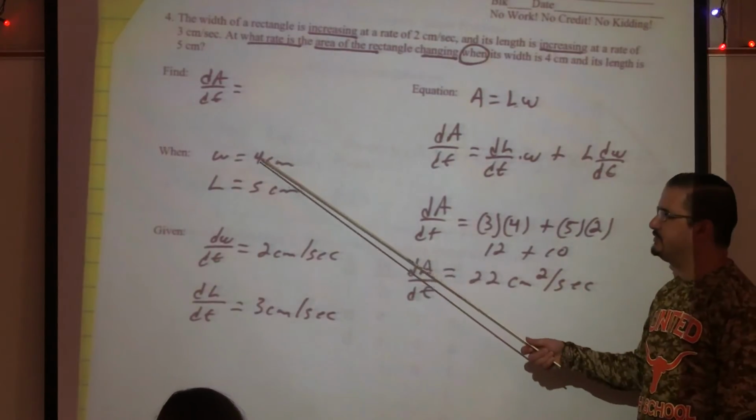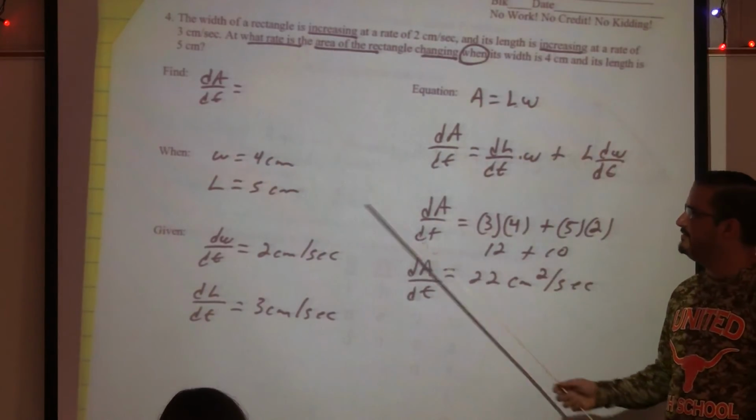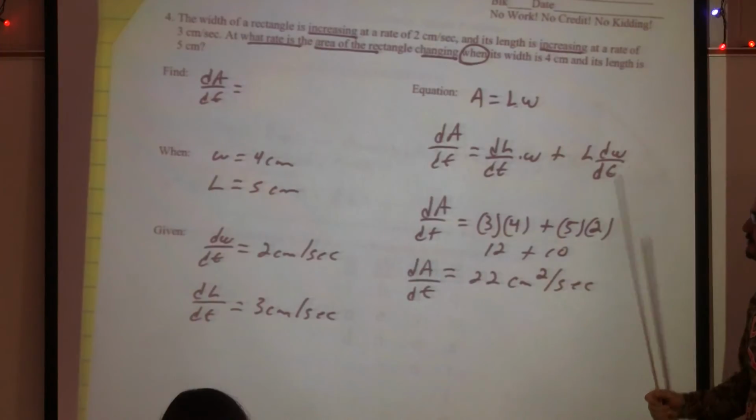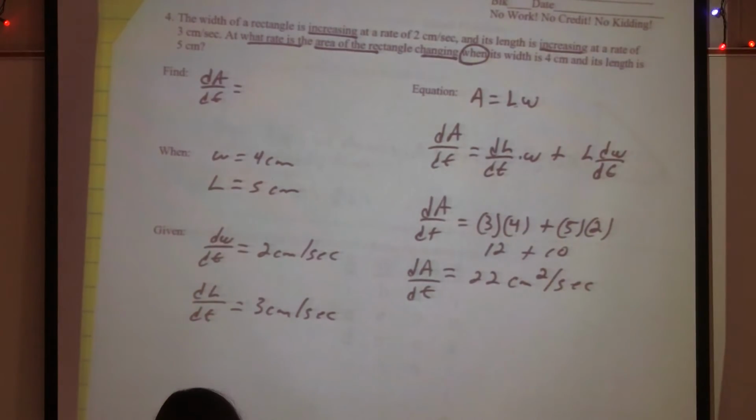Specifically when the width is 4 and the length is 5, right? If these were different, then my answer would be different. Unless they say that it's changing at a constant rate, which we don't know. Good?